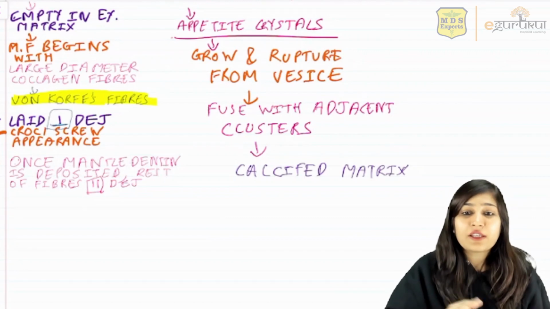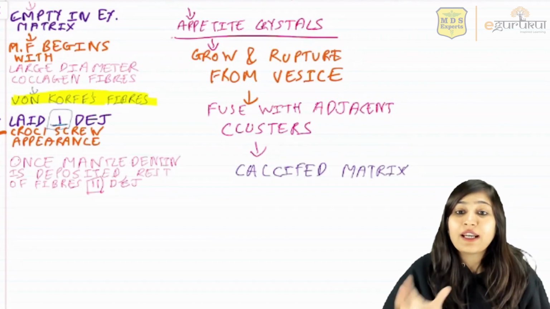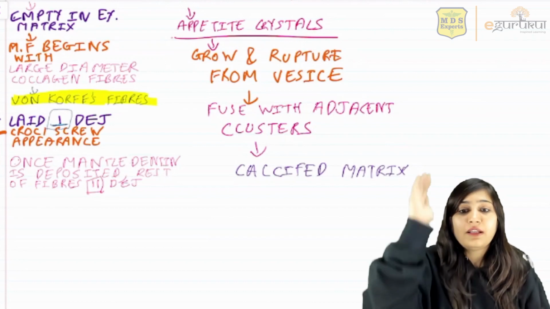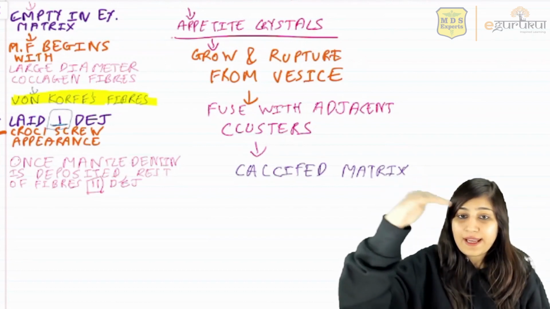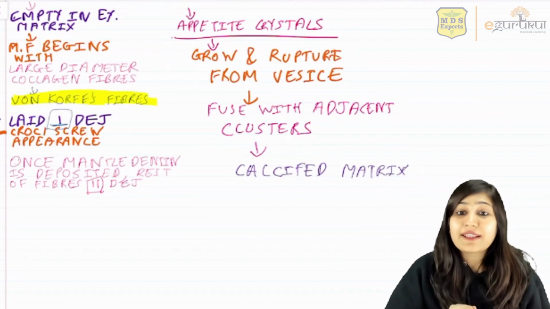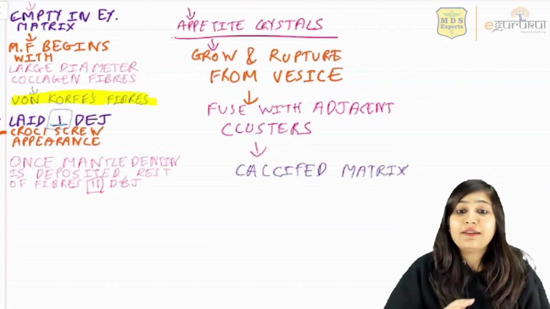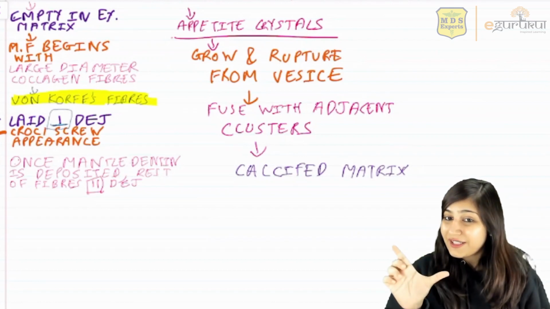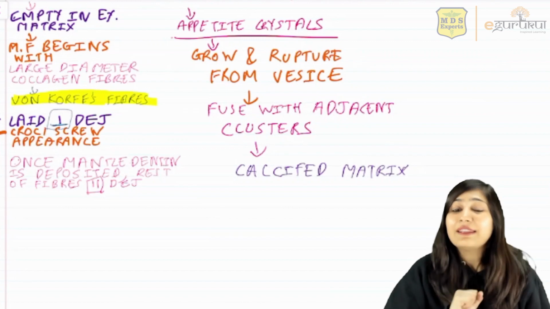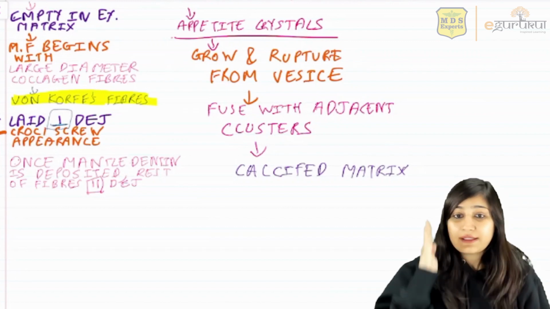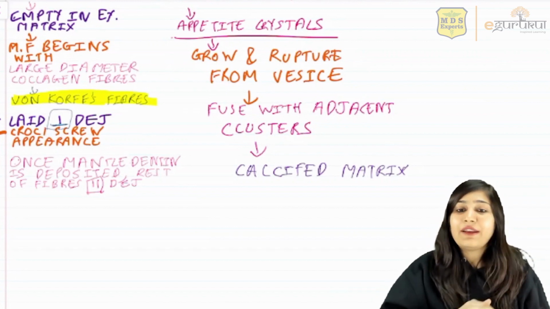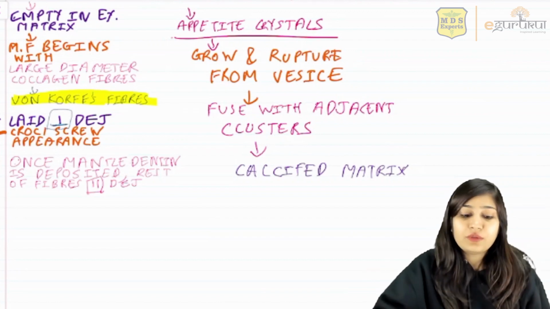So matrix formation: collagen and phosphophoryn are present in the organelles. They will enter the cytoplasmic process and then they will be deposited in the extracellular matrix. And then larger diameter fibers will be formed and they are known as von Korff's fibers, perpendicular to the DEJ, and the rest of the fibers parallel to the DEJ.